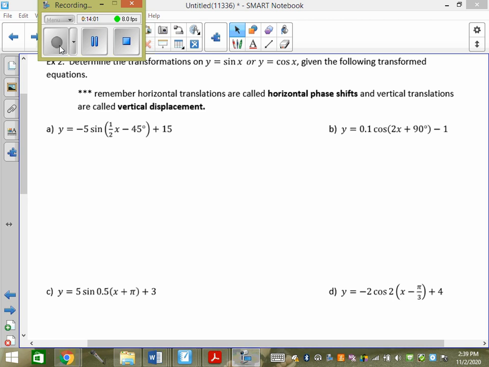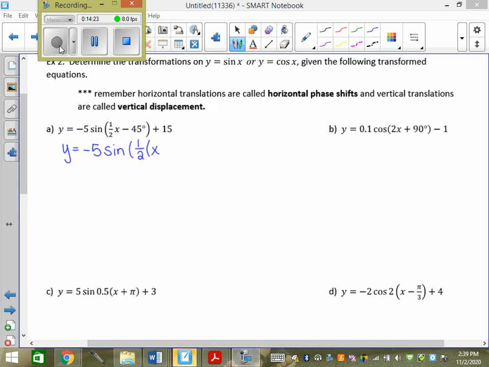So when we go to these ones, it's just stretch, reflect, translate. Stretch, reflect, translate. Just the same as before. The only difference is your translations, you say vertical displacement, horizontal phase shift. Okay? So for this one, I don't have a 1 in front of my x, so I have to take the half out. When I take the half out, it stays a half x, and if I go negative 45 divided by a half, that's the same as negative 45 times 2. So remember, when you're taking out a fraction that's less than 1, it actually makes it multiply and get bigger, right? So we're going to get negative 90 degrees plus 15.